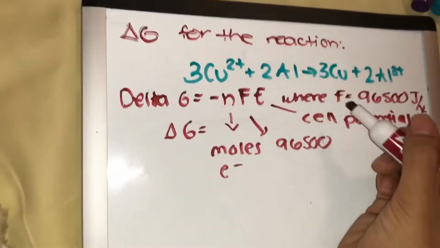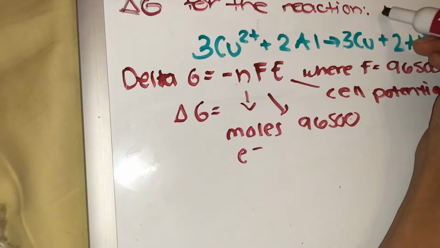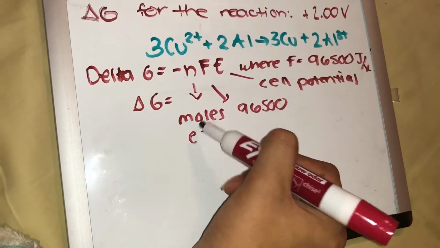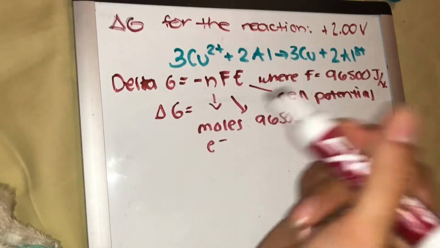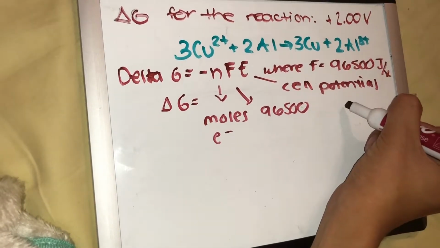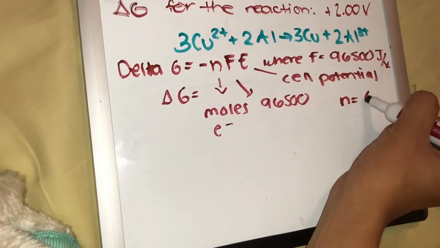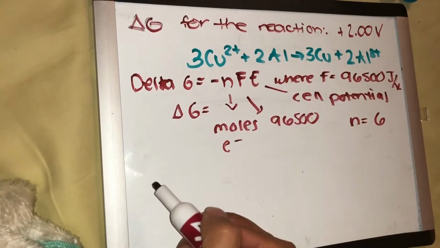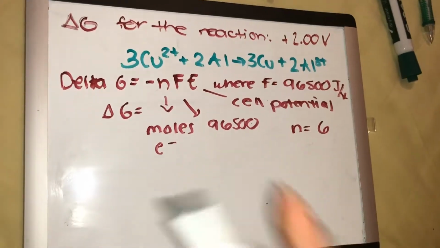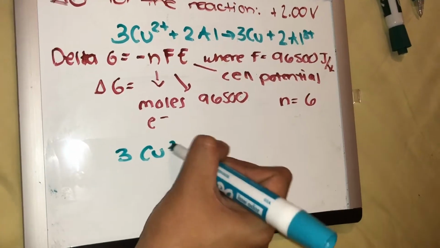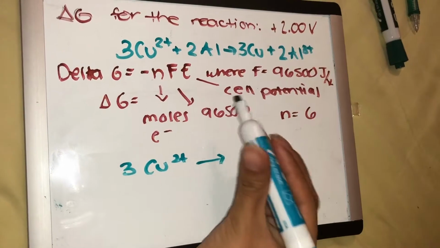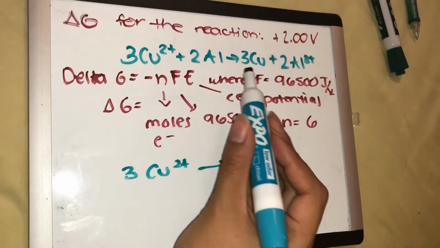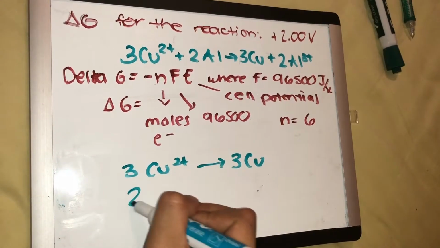We figured out the cell potential in a previous problem, and we knew that it was 2 volts. And we also figured out the number of moles of electrons in a previous problem, which was 6. It was 6 because we had the 2 half reactions, which were 3Cu2+ going to 3Cu, and 2Al going to 2Al3+.